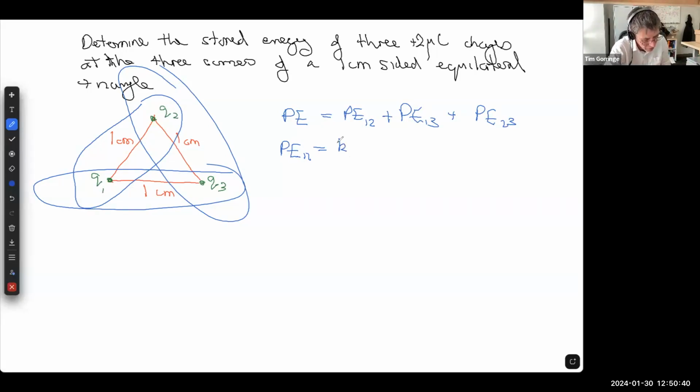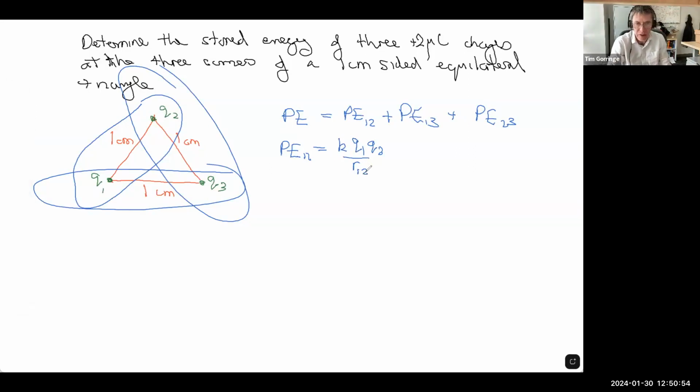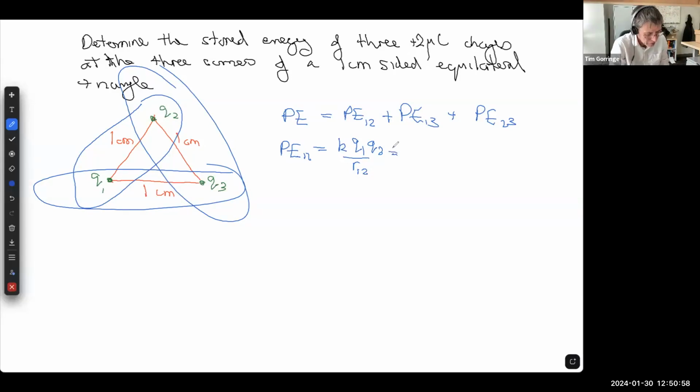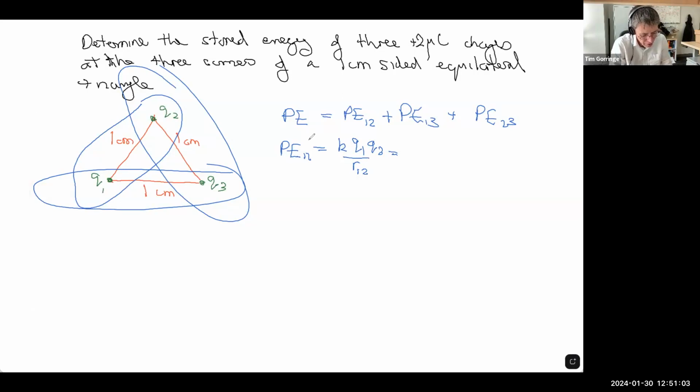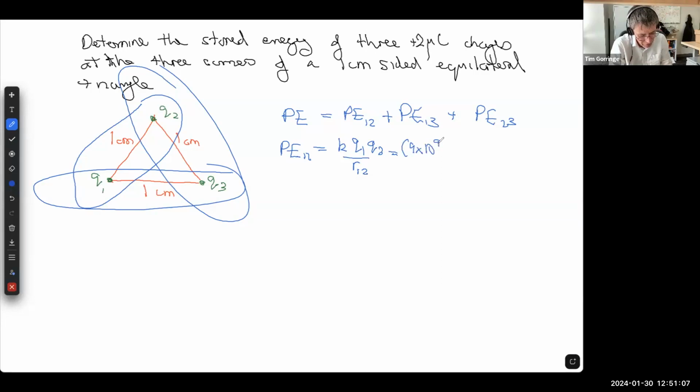The potential energy of the pair of charges is K, the Coulomb constant, times the product of the charges, this will be Q1, Q2, divided by the separation between the charges. Maybe to be clear, I'll call that R12, because it could be different. It's not in this case, but it could be in general. We just got to fill in all these numbers now to get this contribution to the potential energy of the arrangement of charges. I'll just put in the numbers. I won't put in the units just to save some time here.